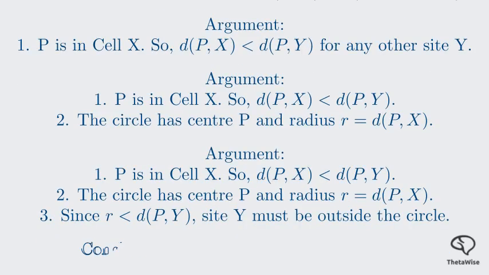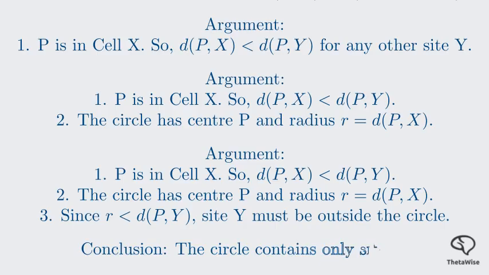This applies to every other site in the diagram. Therefore, the circle cannot contain any sites other than X itself. This property is a direct consequence of how Voronoi diagrams are defined. Recap. This question solidifies your conceptual understanding. The definition of a Voronoi cell guarantees that any point inside it is closest to that cell's site. This relationship directly prevents a circle centered in that cell and passing through its site from containing any other sites.